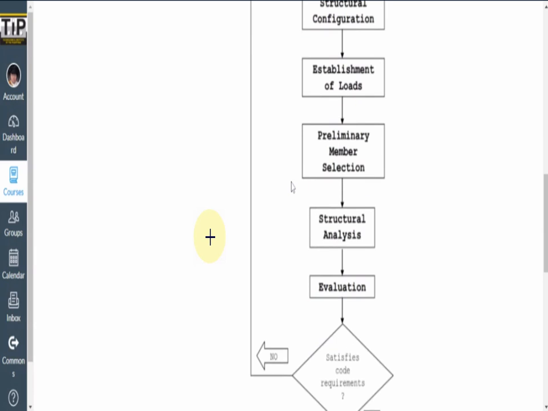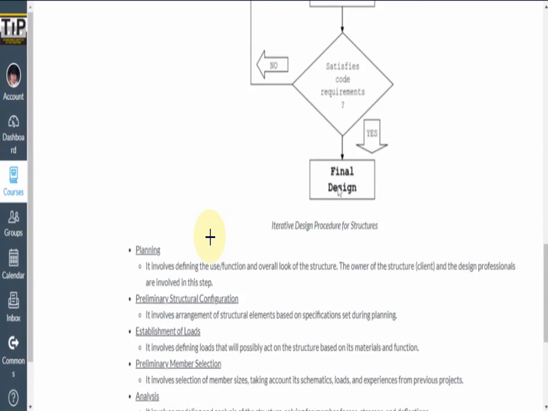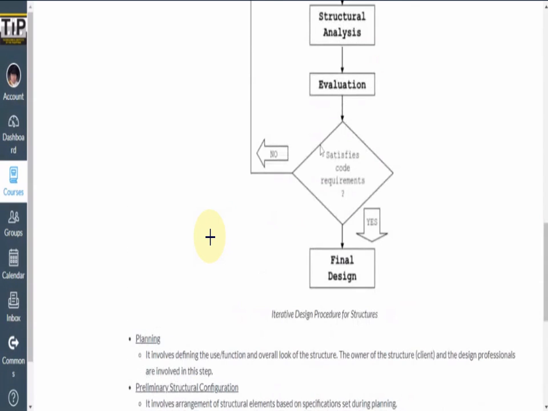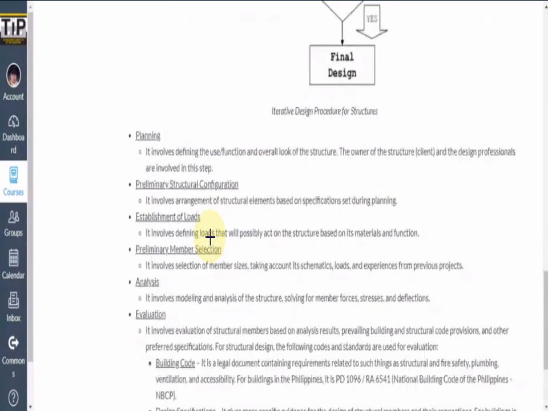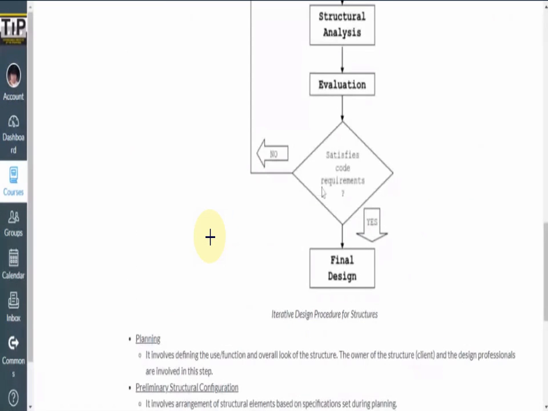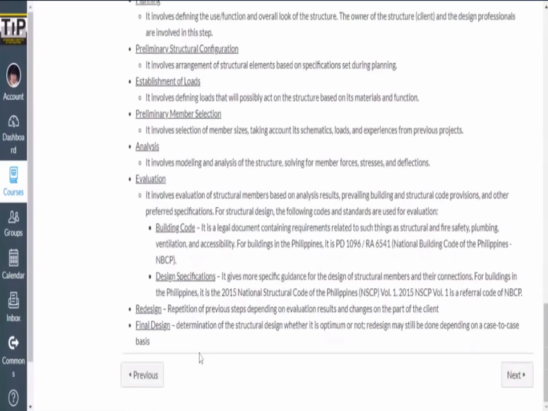So you can go anywhere here if you think you have not satisfied all of the code requirements. However, if for example you have satisfied everything here, then that's the time that you can say that that would be the final design.